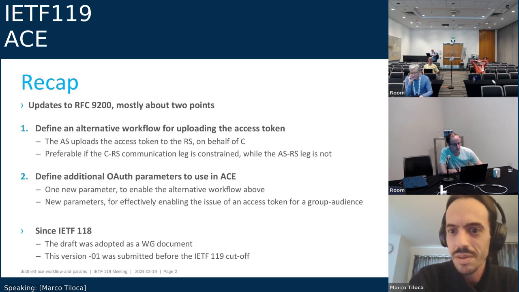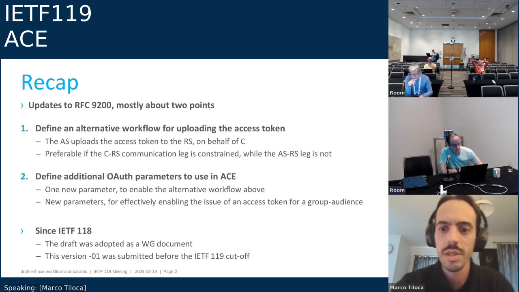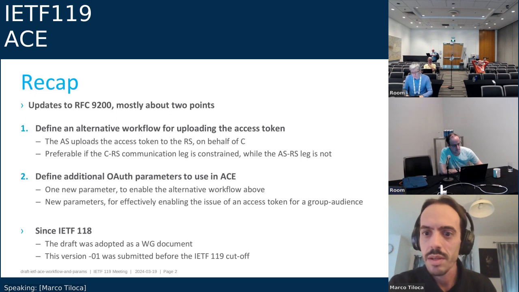Okay, to recap, this document aims at formally updating RFC 9200, so the main ACE framework document, mostly covering two points. A new or alternative execution workflow, where the AS, when executing that workflow, uploads the access token to the resource server on behalf of the client. And the second point is introducing a number of parameters, in some cases facilitating or enabling that new workflow, or otherwise workflow independent, enabling additional features or optimizations of the framework. It was recently adopted, actually after the Prague meeting, and this is version one, further updating that starting point.